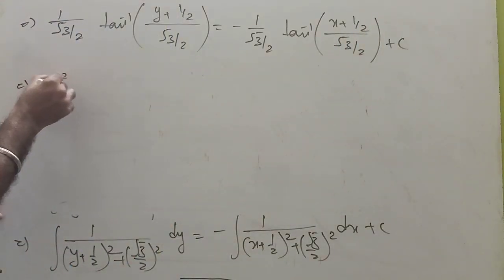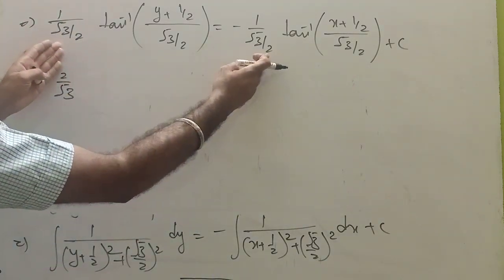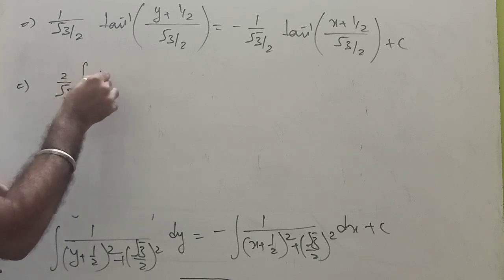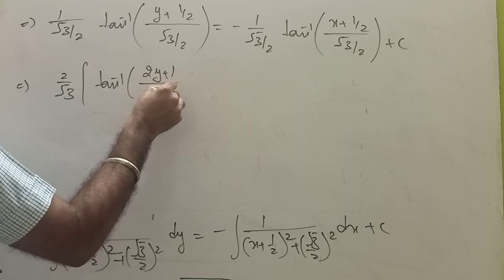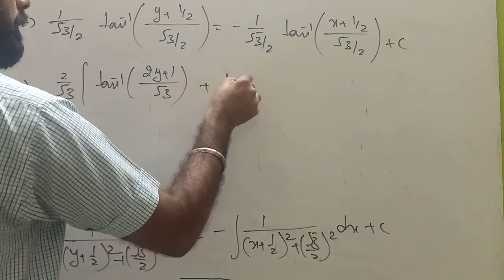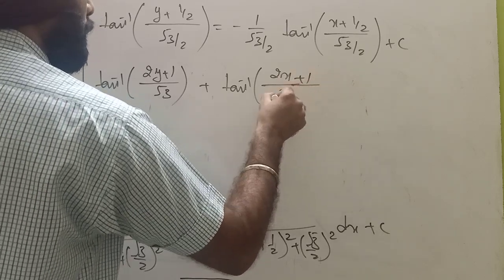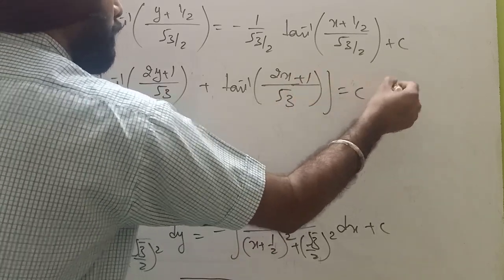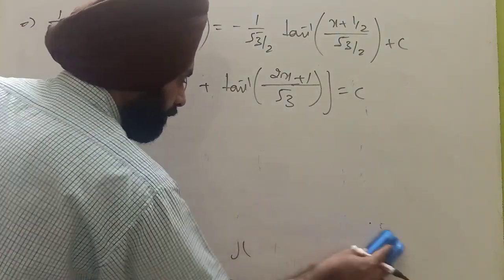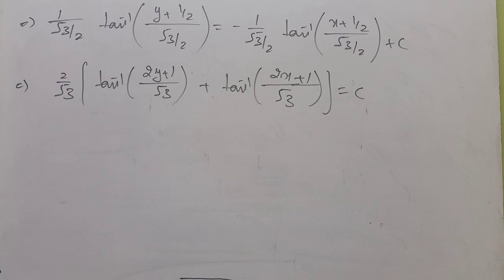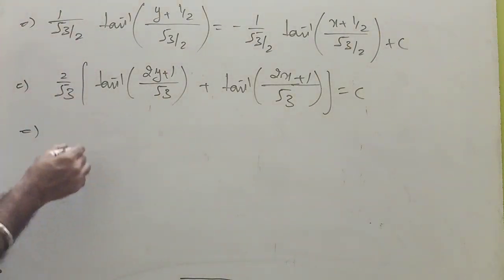Now this is equal to 2 by root 3. Shift this term to the left hand side and take 2 by root 3 common. Tan inverse, this is (2y plus 1) by root 3, plus tan inverse (2x plus 1) by root 3, is equal to c. Then cross multiplying by the constant term, cross multiply by this and apply the formula for tan inverse x plus tan inverse y.